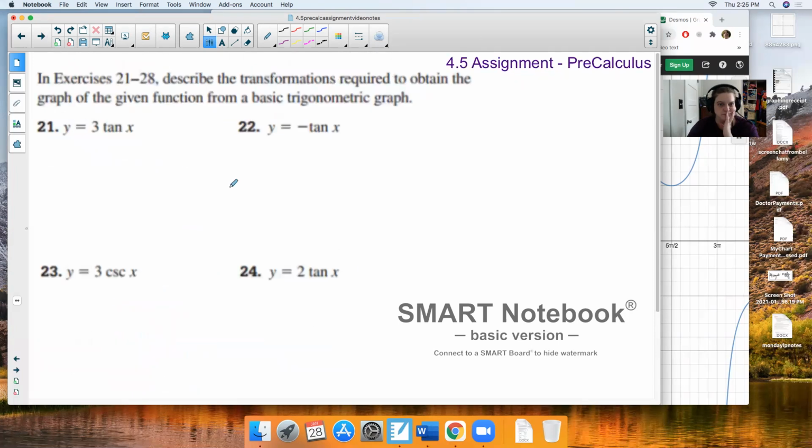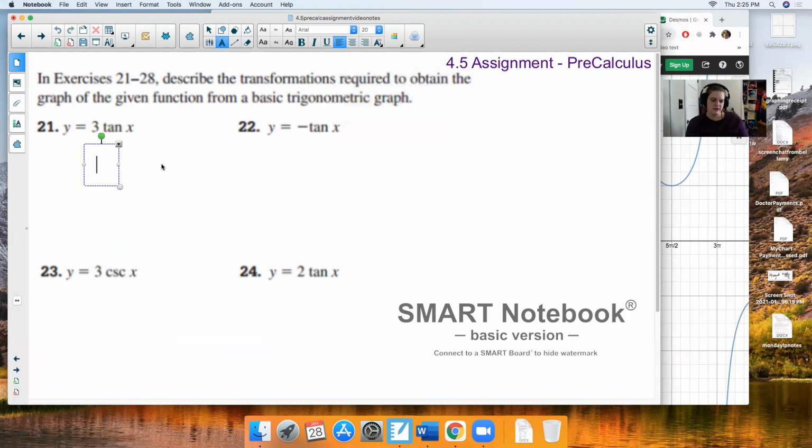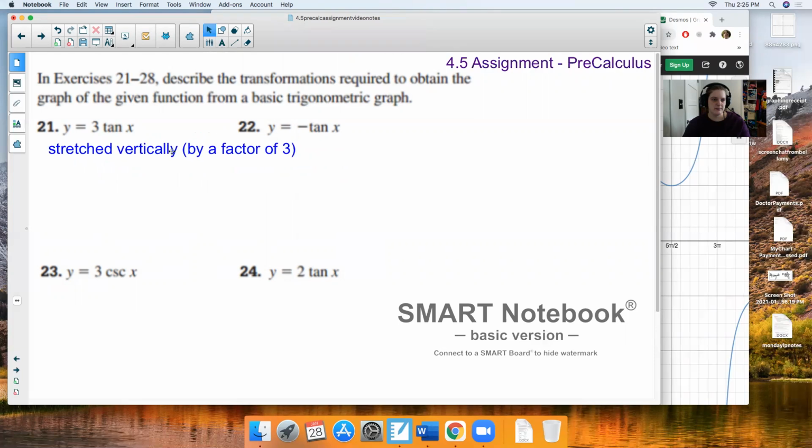All right, so the next ones, they want you to describe the transformations. This is kind of what we were doing before, but then also graphing at the same time. So if we're going to describe the transformation, this one means that tangent is going to be stretched vertically, technically by a factor of 3, but we usually don't necessarily need that whole phrase.